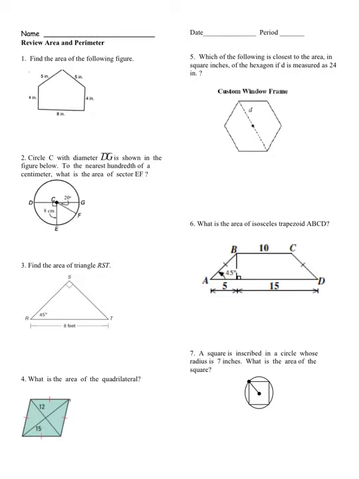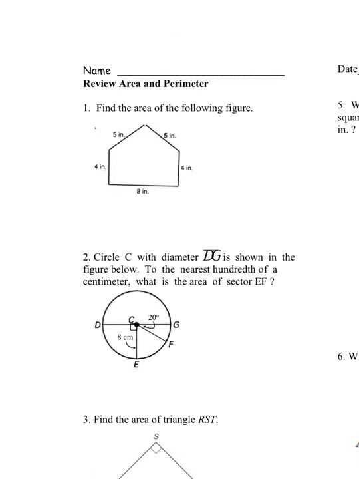All right, guys, it's been a while since we've done one of these, but we're going to go back over the review for the area and perimeter test. But honestly, it's mostly area. Number one, find the area of the following. Break this up into two shapes you know.